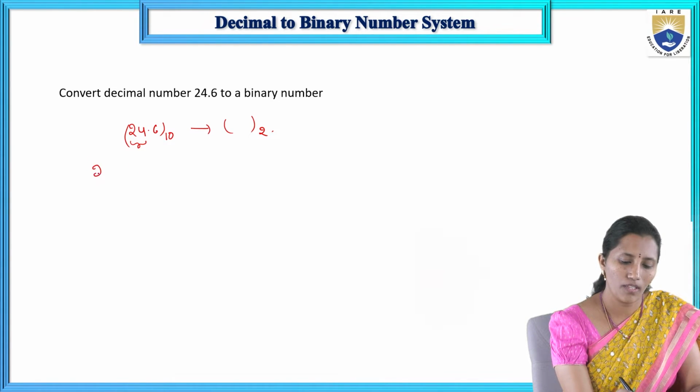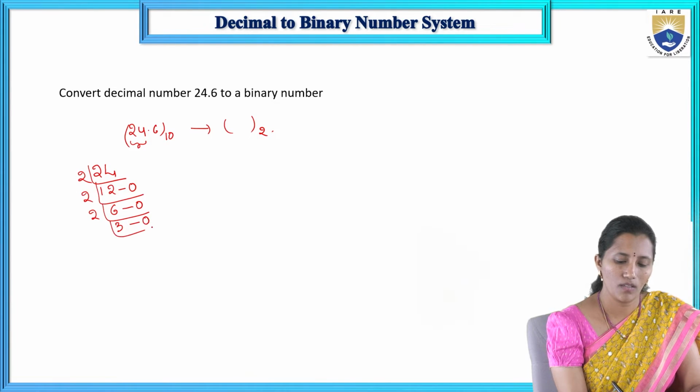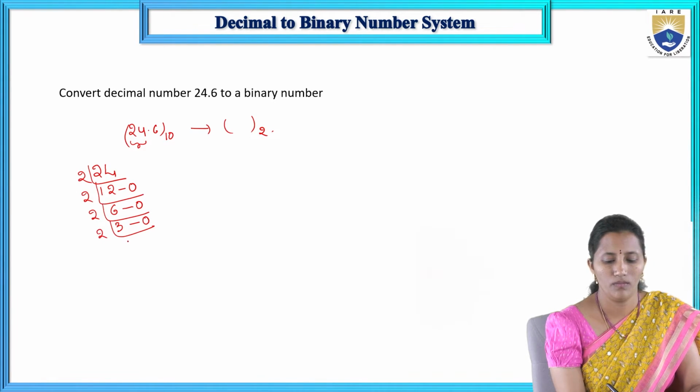So for 24, since we are converting into binary, we divide 24 by 2. 2 12s are 24, remainder is 0. 2 6s are 12, remainder is 0. 2 3s are 6, remainder is 0. And 2 1s are 2, remainder is 0.